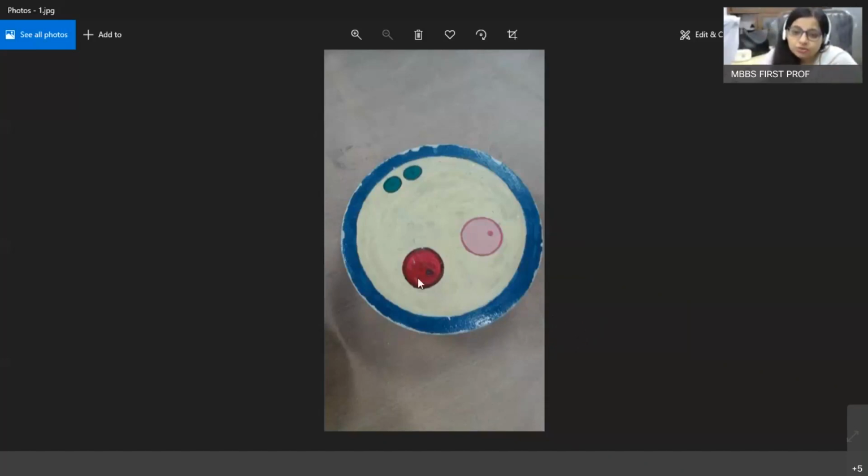Zygote is formed. So, this is the male and female pronucleus along with the two polar bodies. Okay, the green colored structures are the polar bodies, and these two are the male and female pronuclei, plural of nucleus. And they are enclosed by this blue colored thing. What is that? It is zona pellucida. Very good. Now, what is the function of zona pellucida?